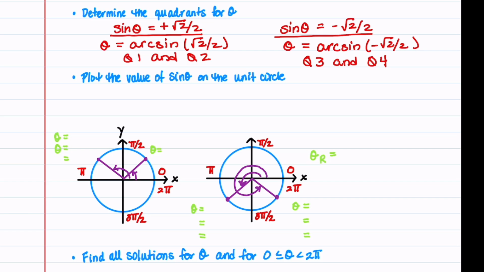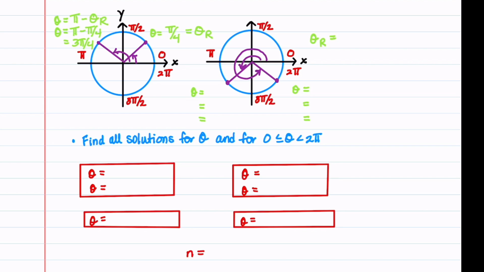We'll now plot the value of sine theta on the unit circle. Our first solution to theta is equal to arc sine root 2 over 2 is equal to pi over 4 and lies in our first quadrant, and this is our reference angle. Our other solution lies in the second quadrant, and theta in the second quadrant is pi minus our reference angle, which is pi minus pi over 4, which gives us 3 pi over 4.